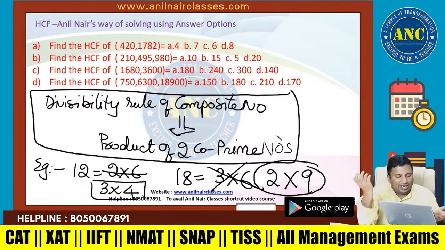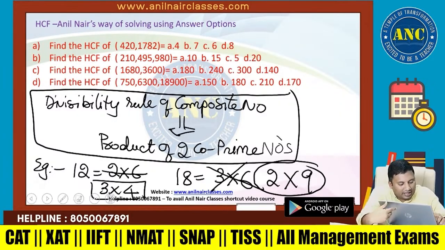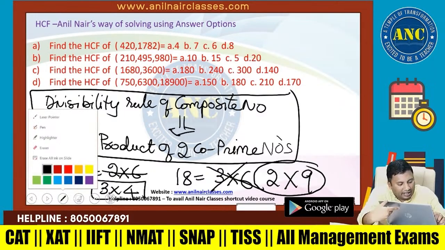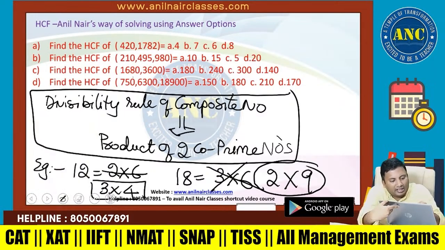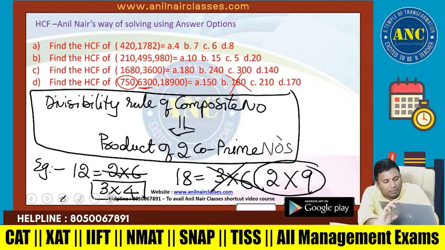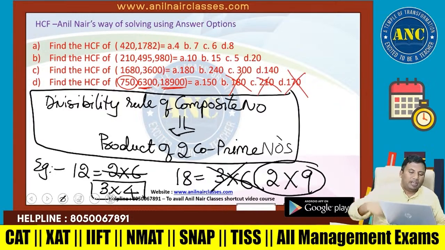Balaji, I am taking the number 750, you are taking the number 1890. This cannot be 180, because 180 is divisible by 9, this is divisible by 9, but 750 is not divisible by 9. 180 is out, 170 is out, 210 is out. 150 is the answer.